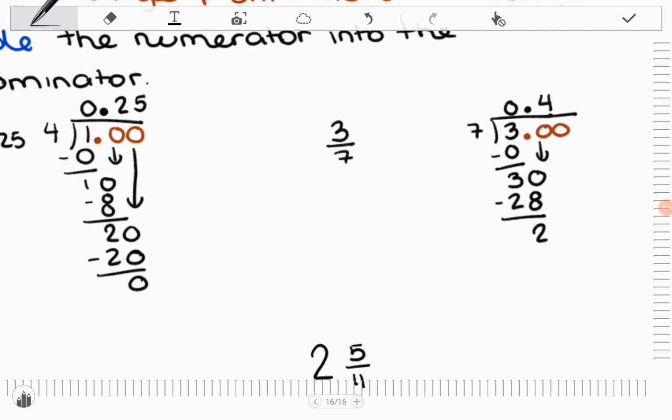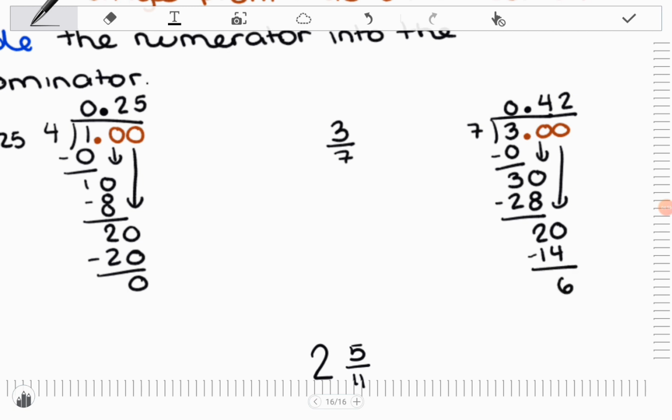Now, what am I going to do? I'm going to bring the next 0 down, and now I have 20. 7 times what is close to 20? 7 times 2 is 14. And we subtract, and the remainder is 6.